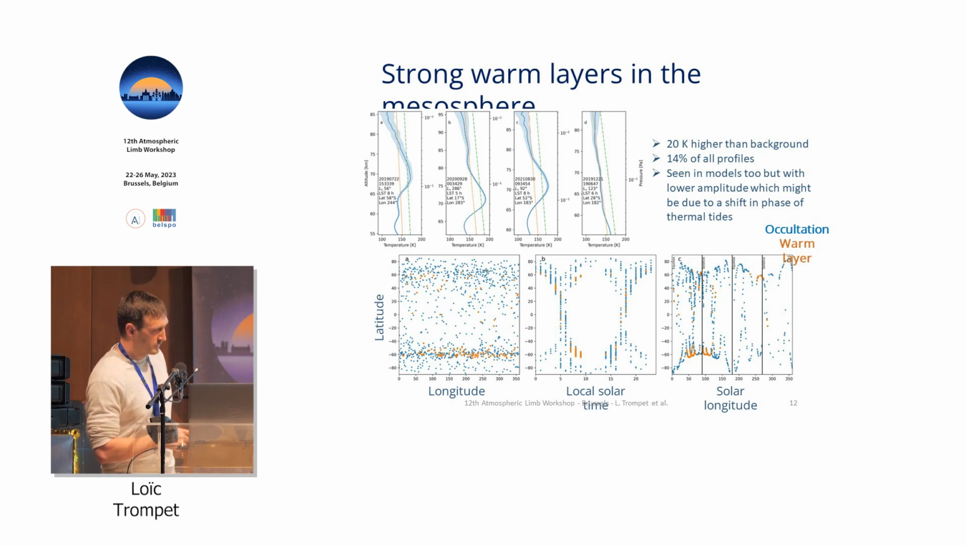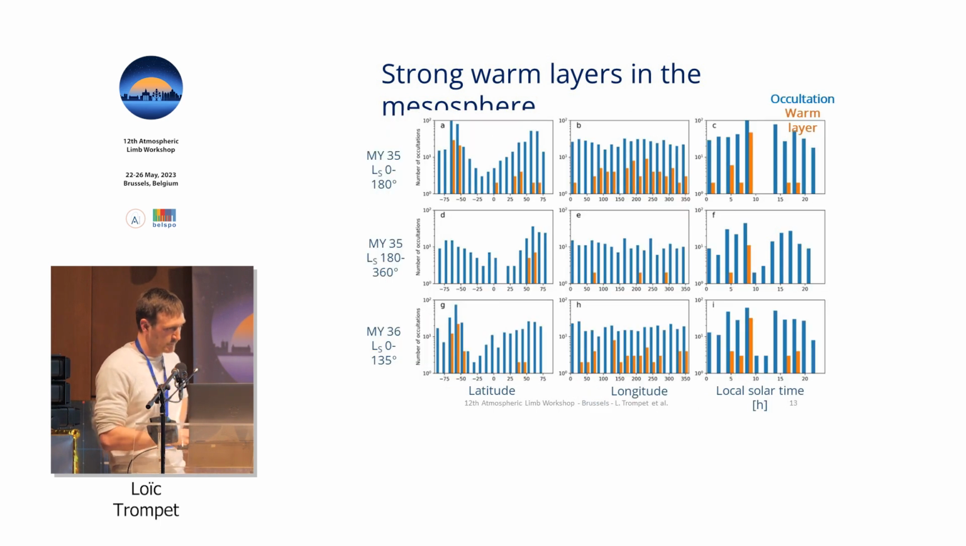And in fact, those strong warm layers are also seen in models, but with a weaker amplitude. And from modelers, this is thought to be a difference in the models. This seems to be related with thermal tides, and the phase of the thermal tide seems to be not adjusted correctly with those that we see here. So yeah, those strong warm layers might be related with thermal tides.